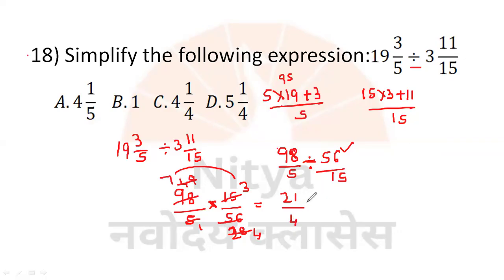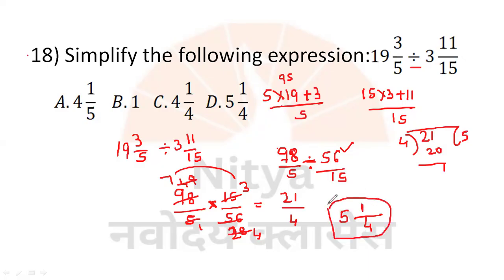So this is an improper fraction. Yes, na? 21 divided by 4, that is the improper fraction. So you have to convert it into a mixed fraction. So how do we convert? You have to simply divide 21 divided by 4. So 4 5s are 20 and 1. So the divisor is as it is, the quotient comes in the whole part, and the remainder comes in the numerator. So 5 and 1 by 4. So option number D is the answer. 5 and 1 by 4. Next.